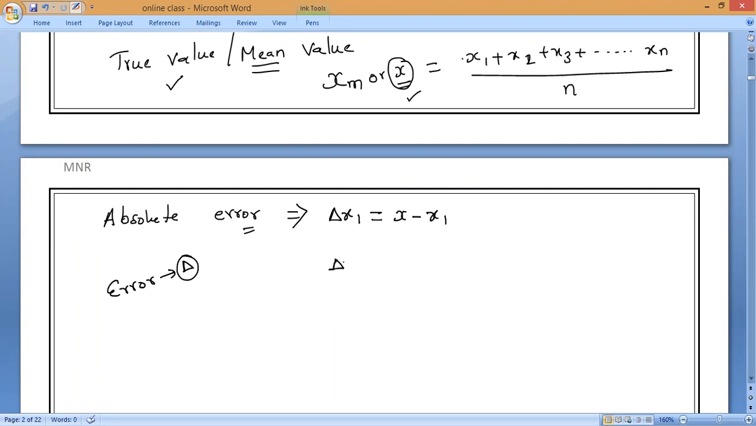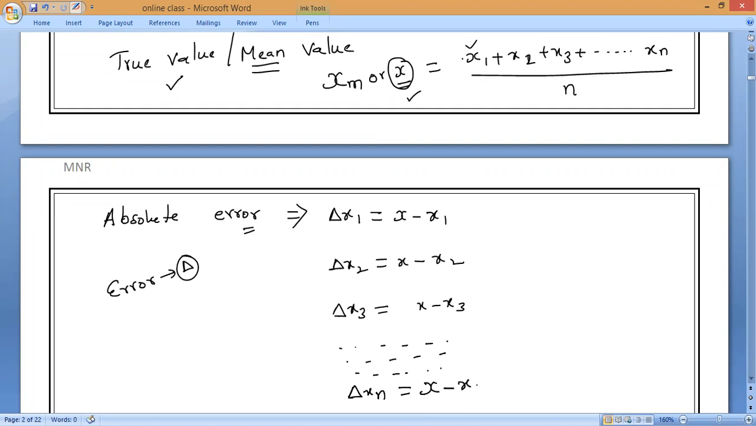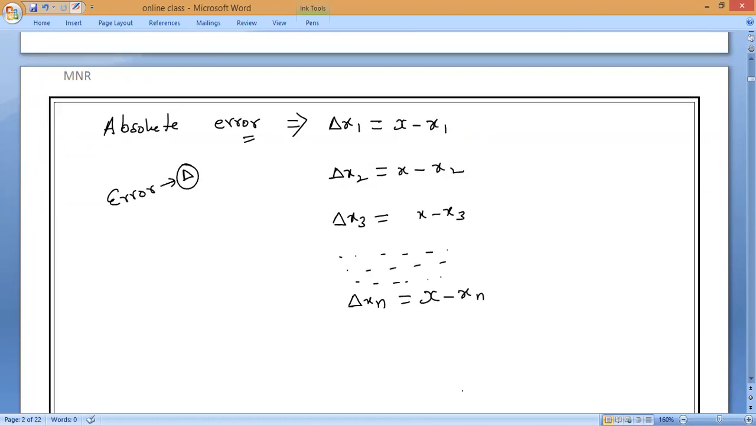In the same way, the next error, absolute error 2, is x minus x2. Absolute error 3 is x minus x3, so true value minus measured value. Like this we do it n number of times. Then at last, delta xn is equal to x minus xn. So that is what you have to remember.